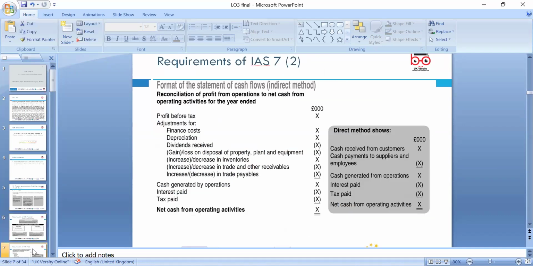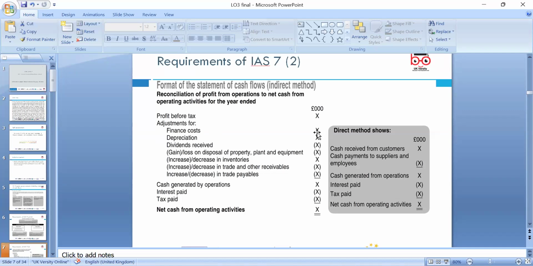The layout of the cash flow statement: always draw the heading with the statement name, the year end and the company name. That's the standard. Start from the profit before tax which you prepared in the statement of comprehensive income; you can pick the figures from there. You do adjustments: the finance cost means the interest, so you add it back. Depreciation is a non-cash expense.